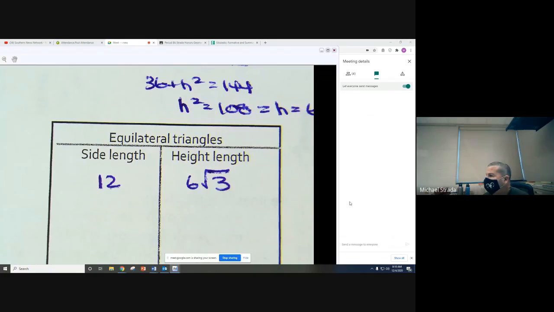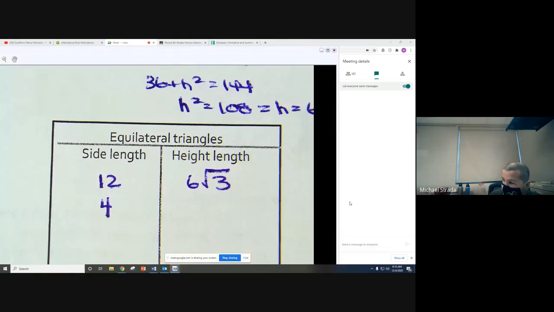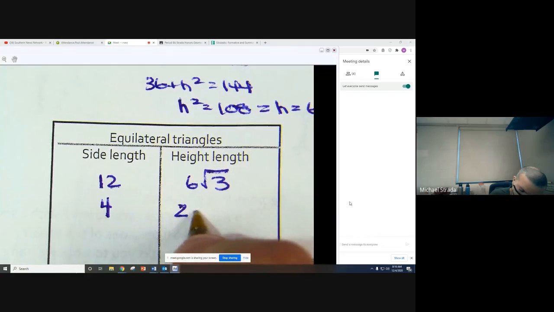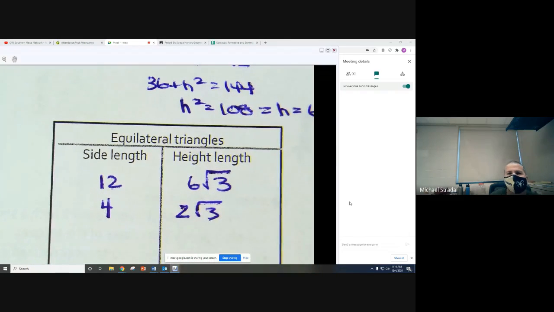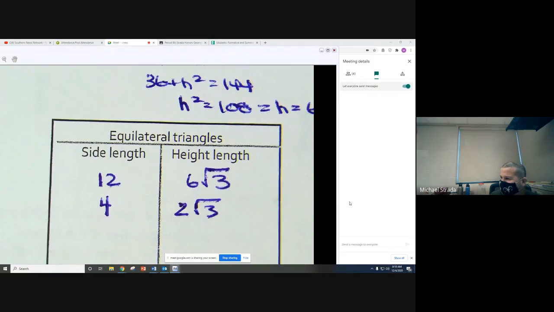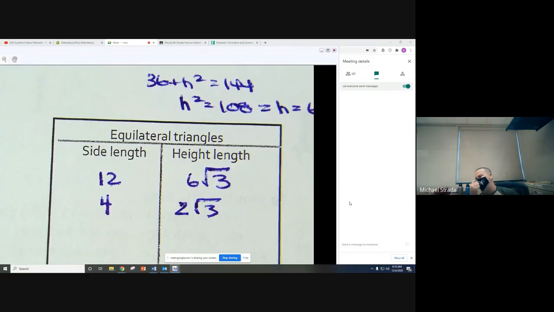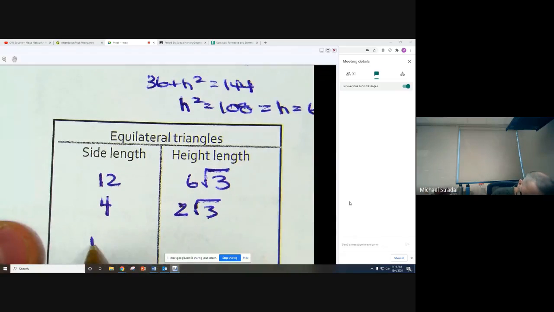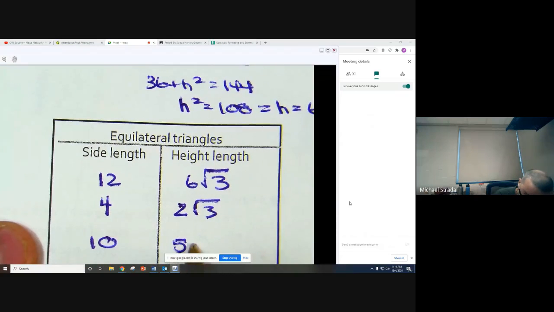Somebody else want to give me their side length? 4. I'm willing to bet my children's, let's say, kidney. Maybe they can survive without one. 2 root 3. Yeah. Anybody else want to play the wager game? I can bet my kids' other organs, the ones they don't need. The appendix. Nobody wants to play. Come on, it's Christmas time. What? You already had 4? He stole yours, Steve. Nobody else has it. Okay. Oh, somebody had 10? Perfect.